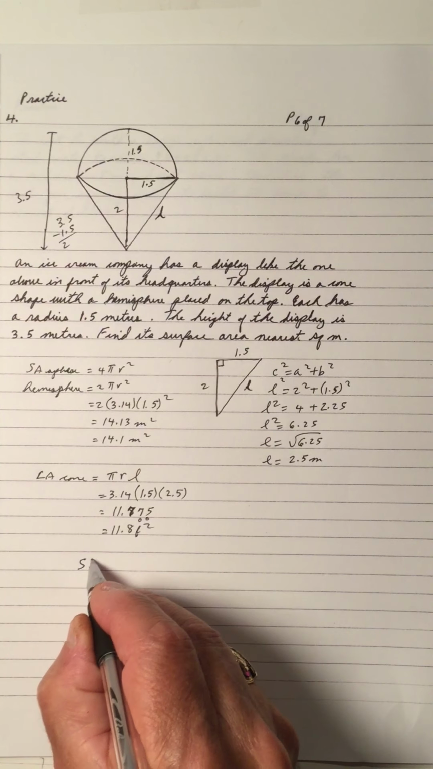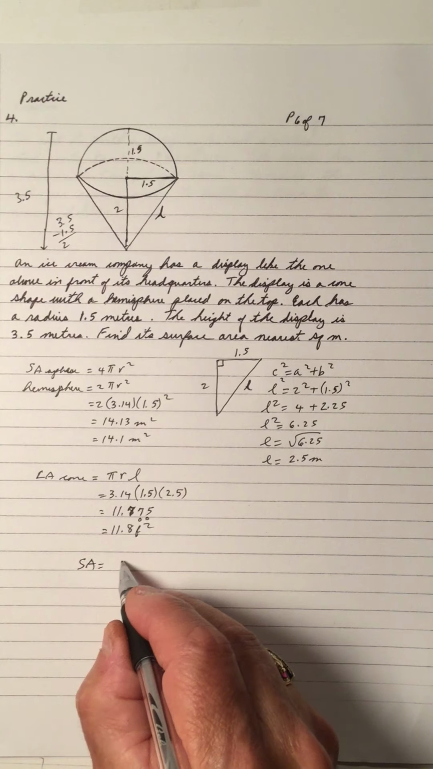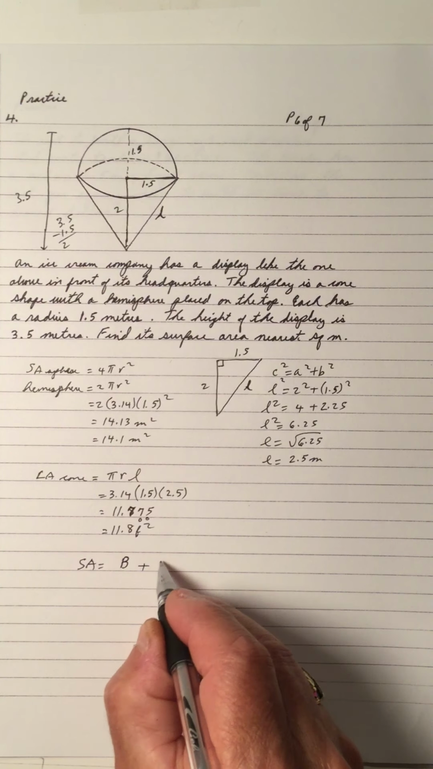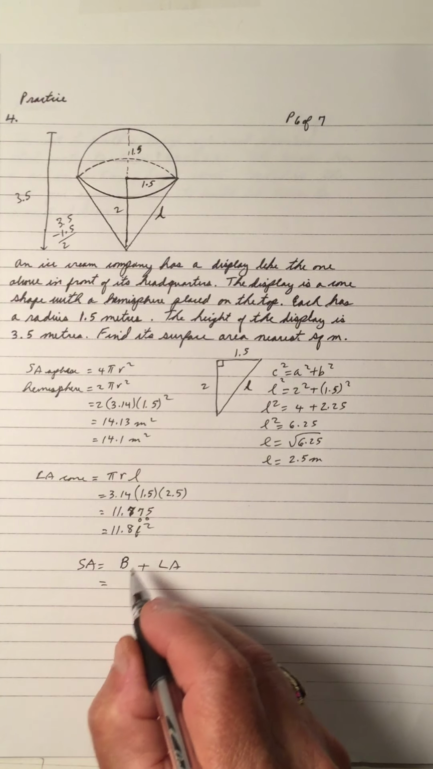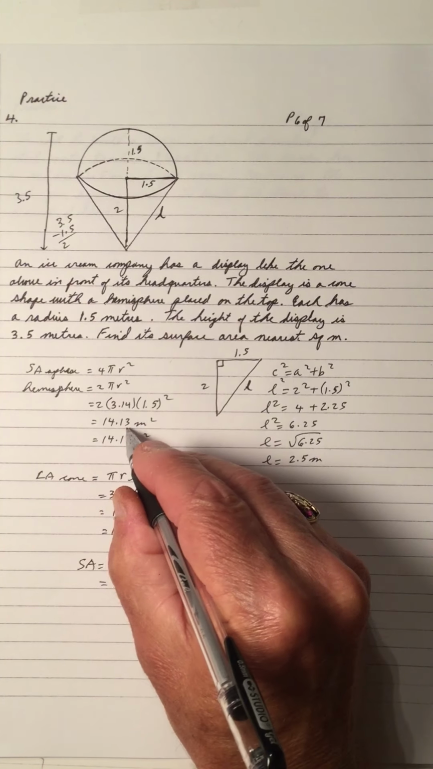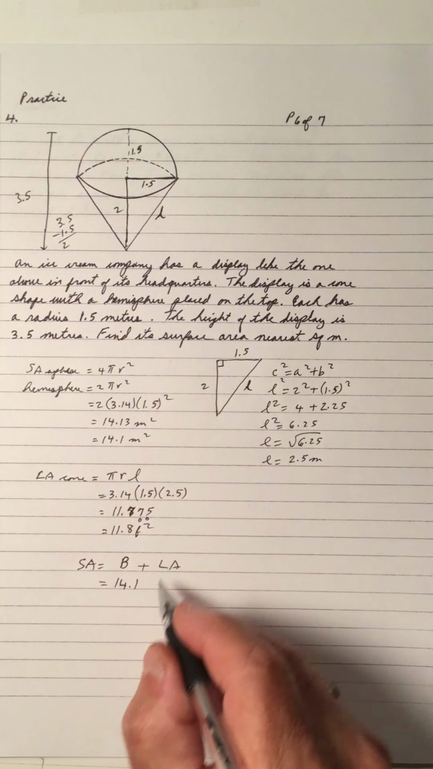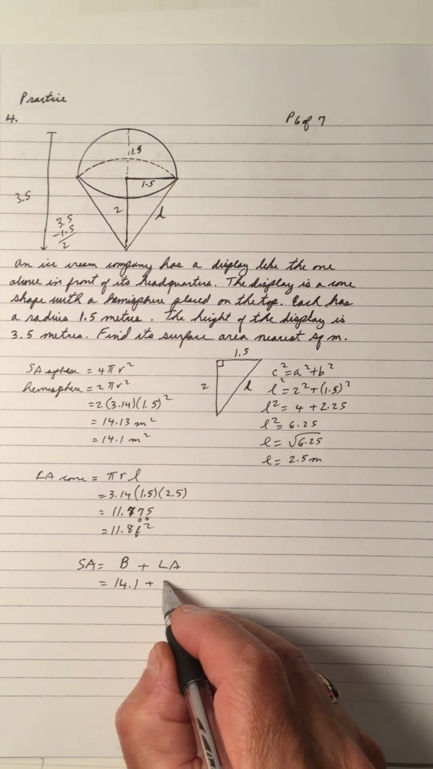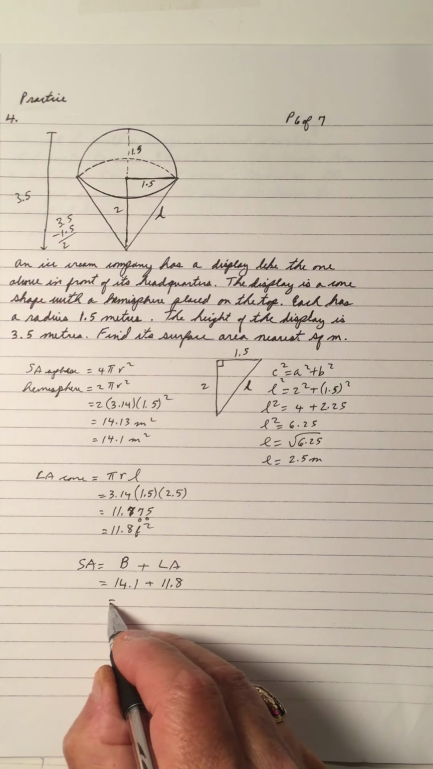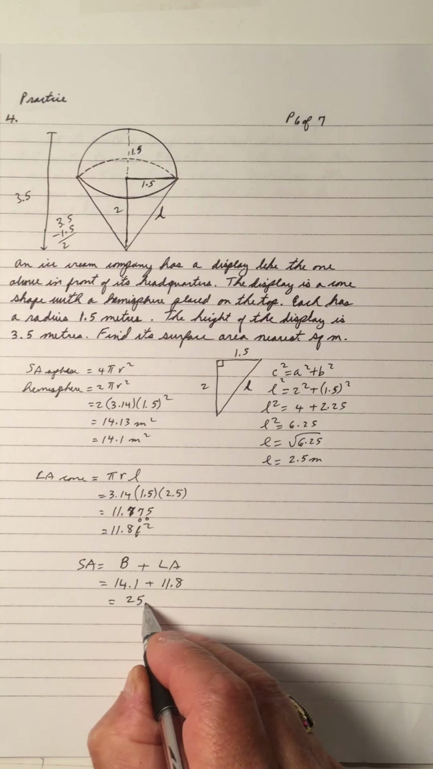So the surface area of this ice cream cone is the base area plus the lateral area. And the base area is 14.1, and the lateral area is 11.8, and you add all that up, you get 25.9.